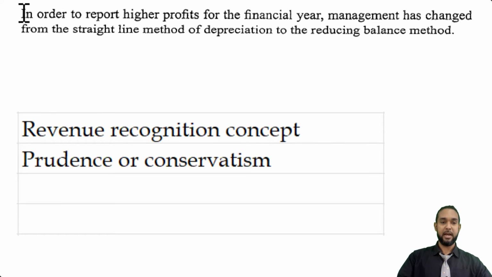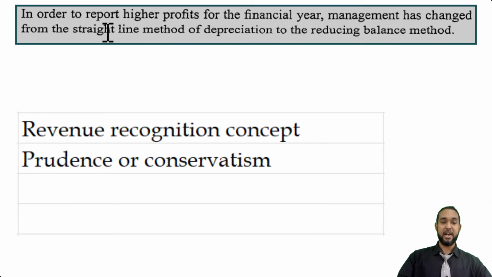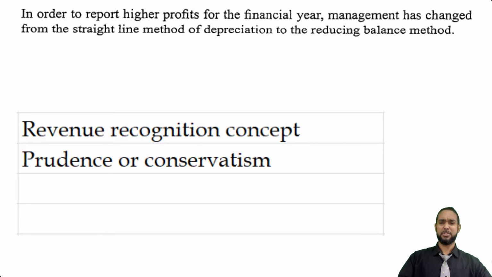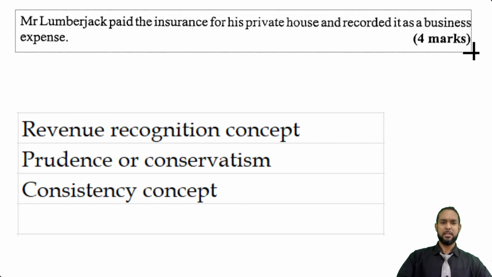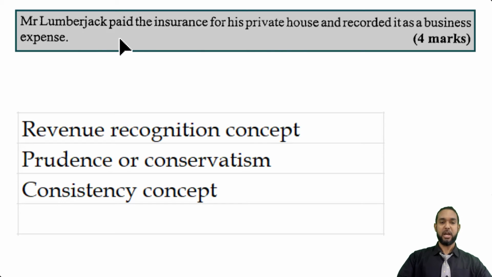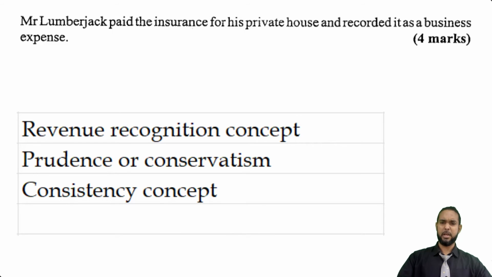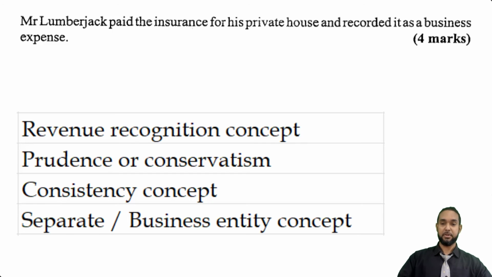Okay, item 3. In order to report higher profits for the financial year, management has changed from the straight line method of depreciation to the reducing balance method. Well, you can't do that just willy-nilly to report higher profits. You are violating the consistency concept and being misleading. The final item here says Mr. Lumberjack paid the insurance for his private house and recorded it as a business expense. Really, Mr. Lumberjack? You can't do that. That's a violation of the separate entity or business entity concept.